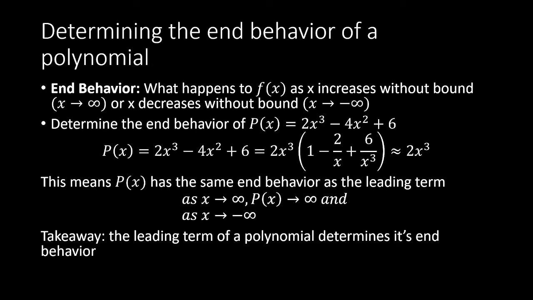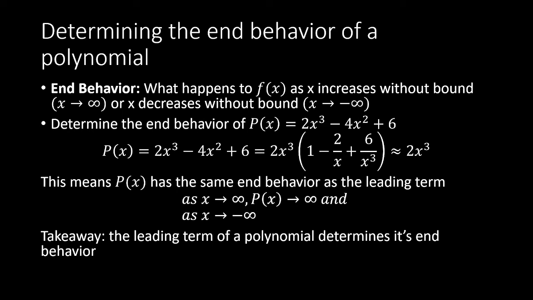As x gets bigger, that means x is going to either positive infinity or negative infinity. The p of x will go to infinity too. So to find the end behavior, it has the same exact behavior as the leading term. In other words, the leading term of a polynomial determines its end behavior. Now, these are all good.